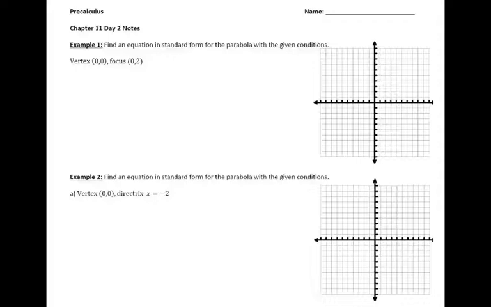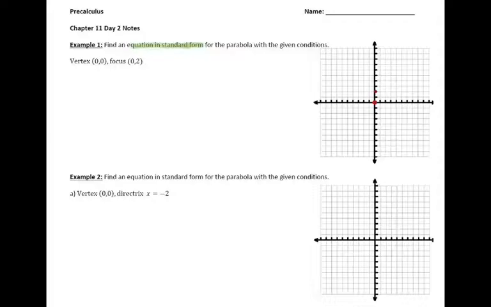So for example 1, we are told that the vertex of the parabola is (0, 0), and the focus of the parabola is (0, 2). So what I like to do first is sketch that information. So plot my vertex as (0, 0), and plot my focus as (0, 2).